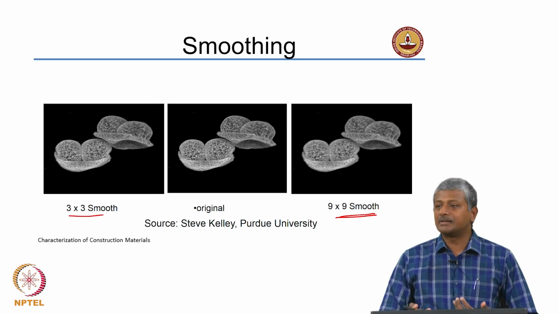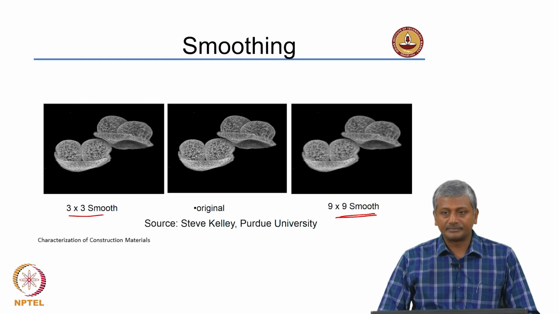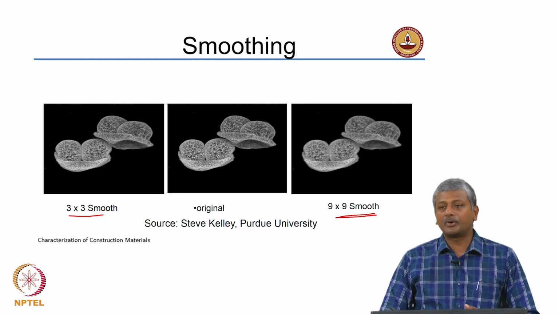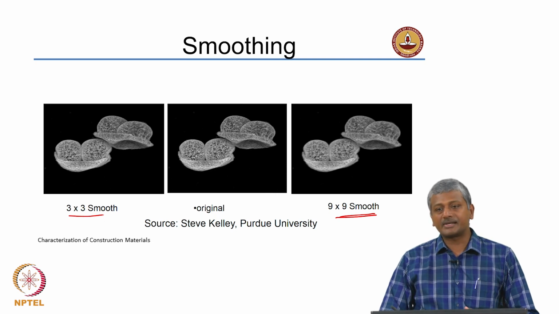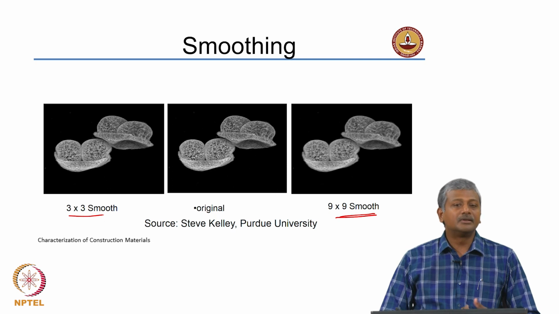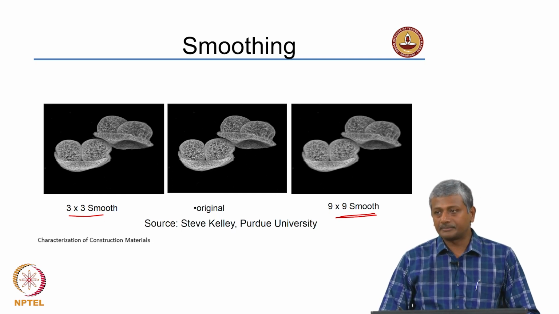Now, if you have an image in which there is too much noise, an image in which there is a lot of noise, you want to operate upon it with a larger sized matrix. The larger the size of the matrix, the more the reduction in the noise will be.